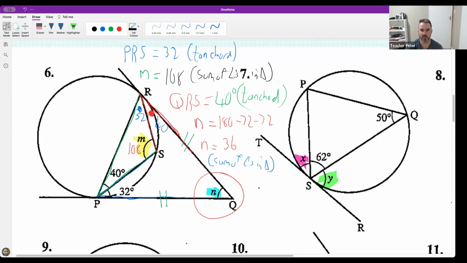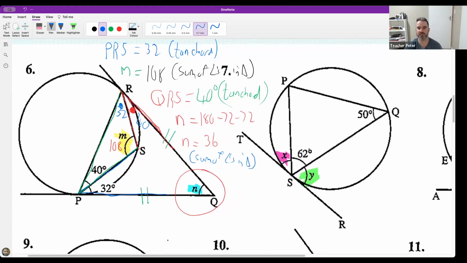Okay, so that wasn't too bad. See if you can do number 7, which is finding x and y. Similar idea.